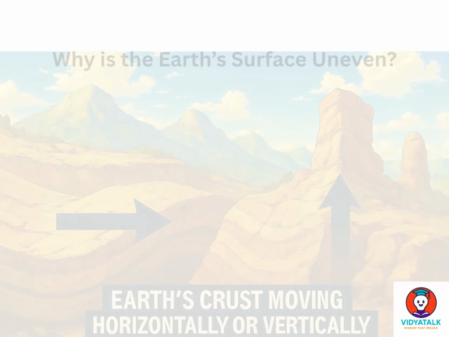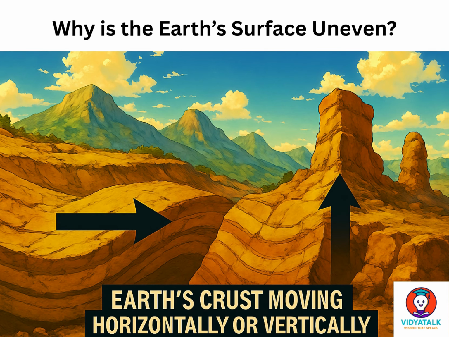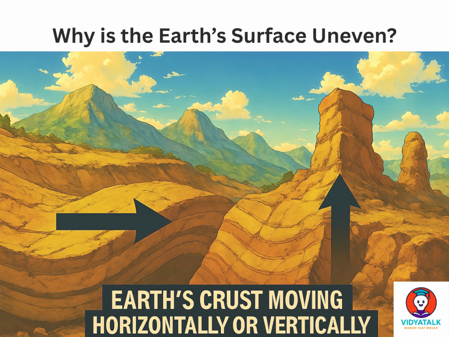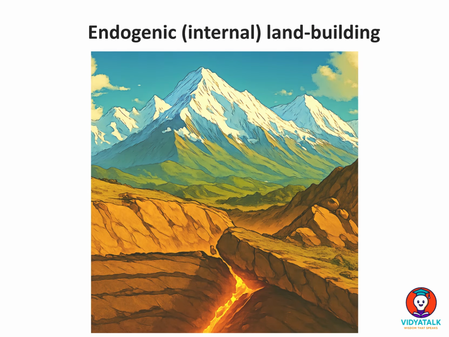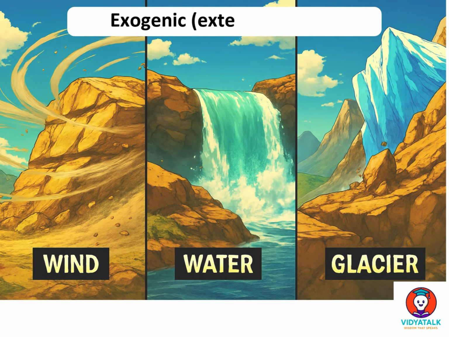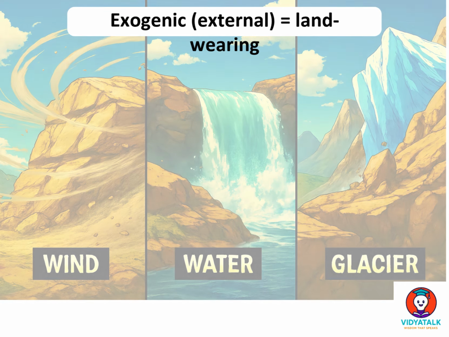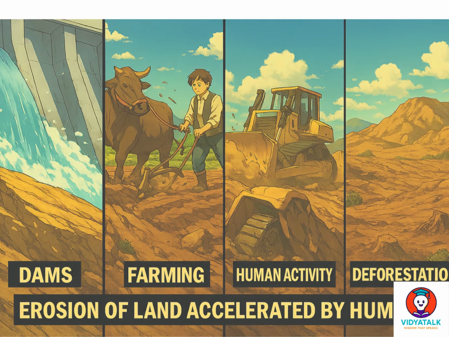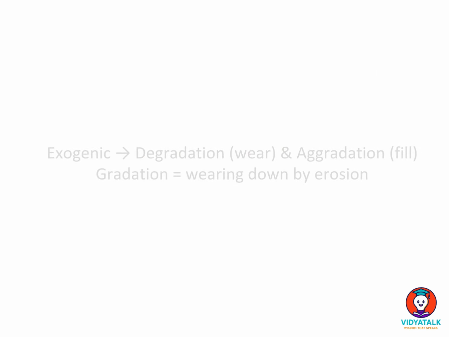Why is the Earth's surface uneven? The Earth's crust is always moving vertically and horizontally. Long ago, it moved even faster. Endogenic forces, that is inside Earth, build land through uplift, folding, and volcanism. Exogenic forces, external, wear down land through weathering and erosion. Together, they keep the surface uneven. Humans depend on this surface but misuse it, disturbing the natural balance.